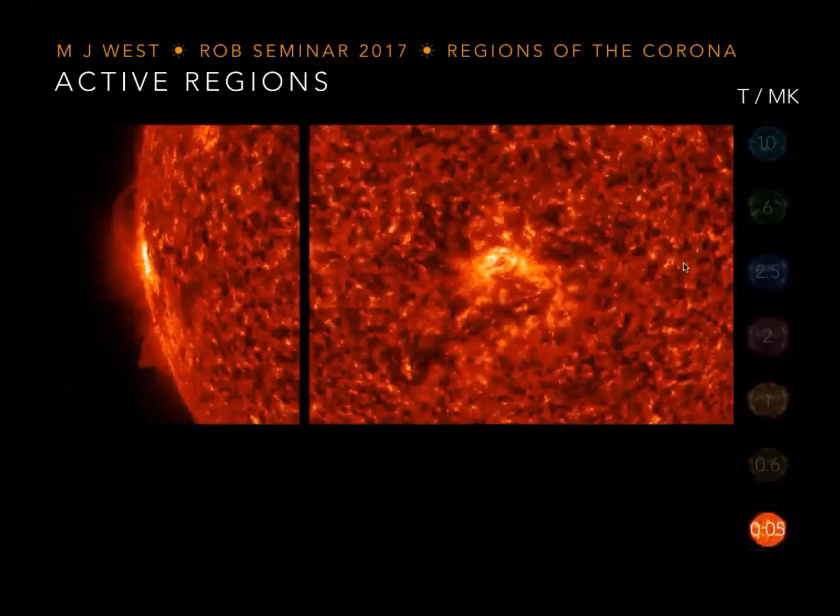And just to show what they actually look like in more of the chromosphere, where they're still emerging out, we see that this is a smaller region, and we're looking more at the foot points, or towards the foot points of the active region here.